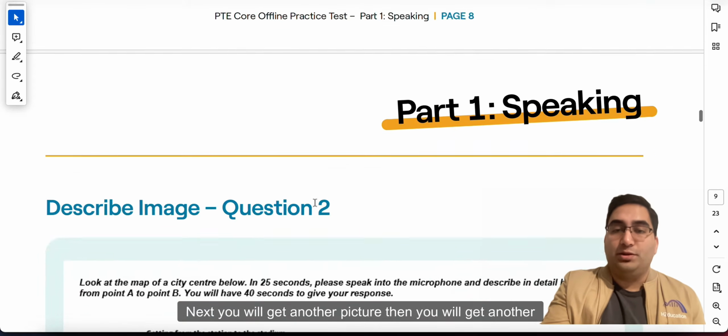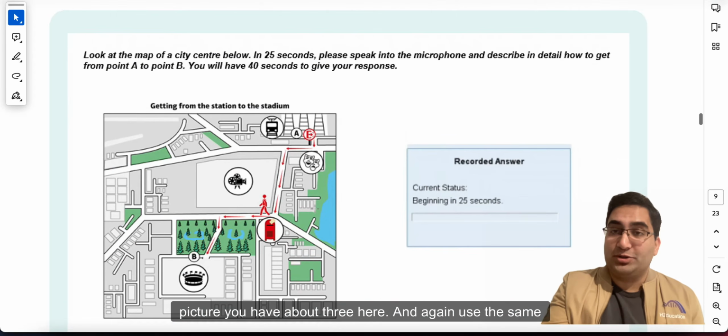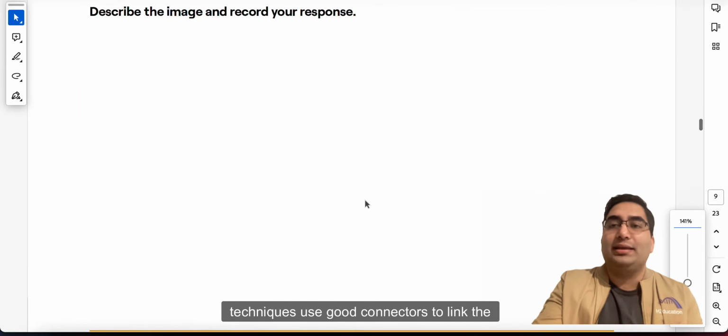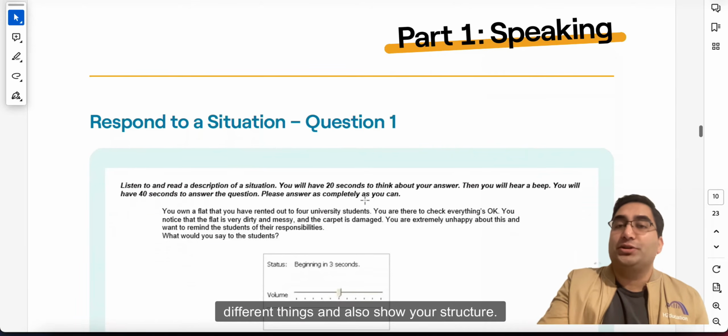Next, you will get another picture, then you will get another picture. You have about 3 here, and again, use the same techniques. Use good connectors to link the different things and also show your structure.